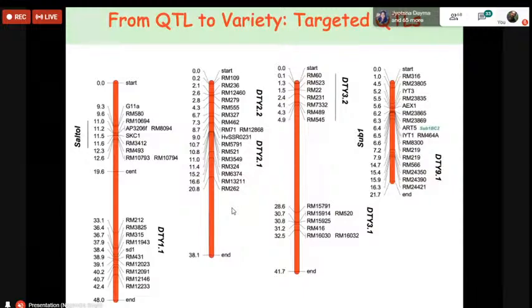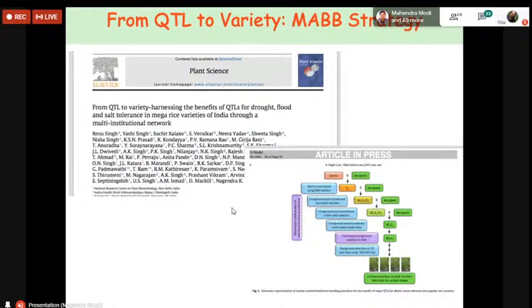What we are trying to do is transfer the major QTLs for drought tolerance and combine them with submergence tolerance and salt tolerance. So individually, and also in the second phase, we are trying to pyramid multiple QTLs. I will show you some results.